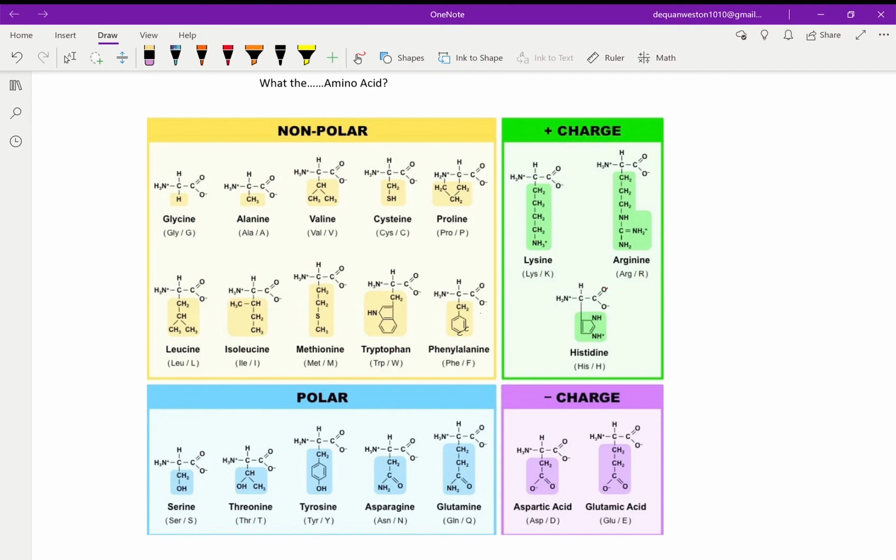Yeah, and also remember, these are your 20 essential amino acids. There's actually hundreds and thousands of amino acids. So there's a lot of amino acids out there, and we're just looking at the essential ones that life needs. These are the ones that life really needs to continue doing what it does, which I guess is living.